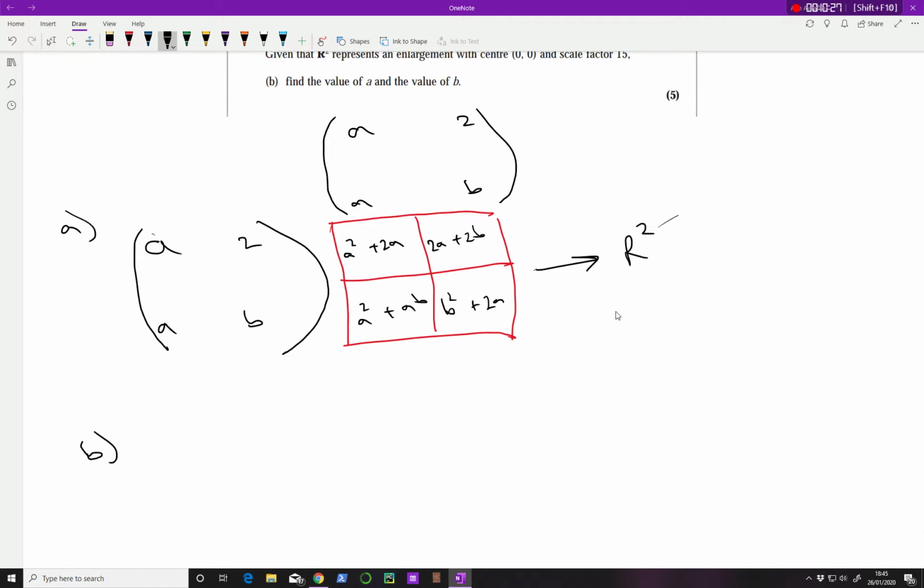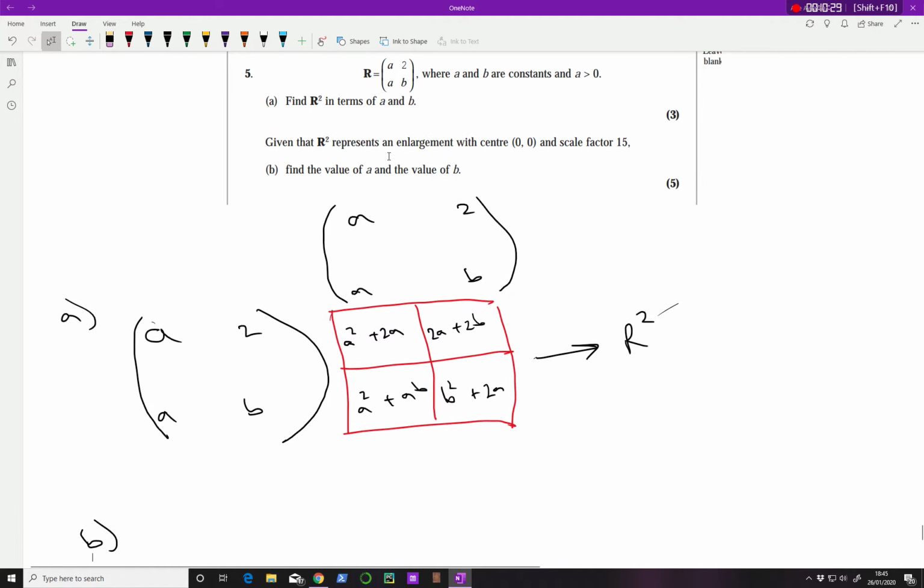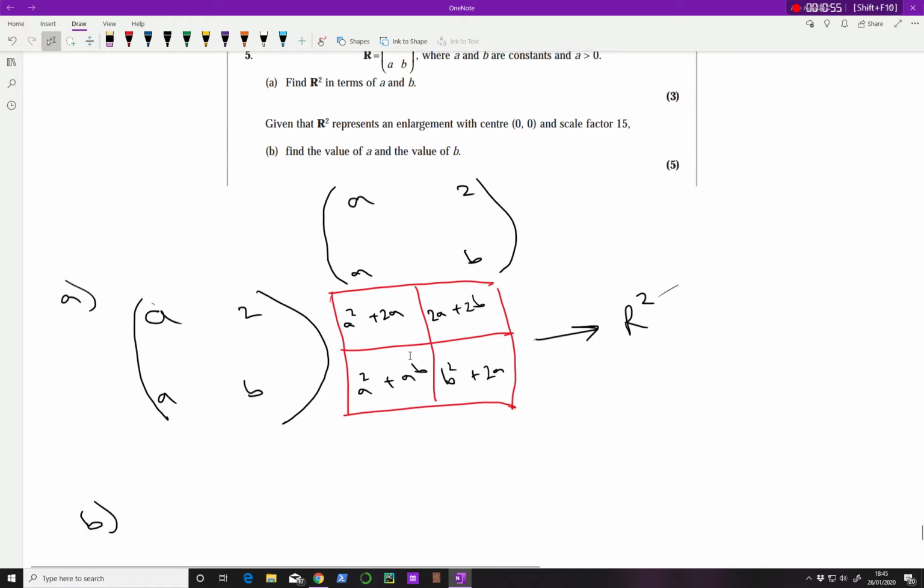tells us that R squared represents an enlargement with center 0, 0 and scale factor 15. So it's very important to be aware of when the question says this, because that's basically telling us that no matter what we do to the origin, it will never move. It will always remain 0, 0. So it is true that this transformation matrix is just a simple enlargement.